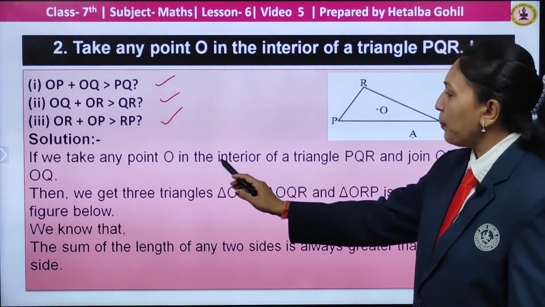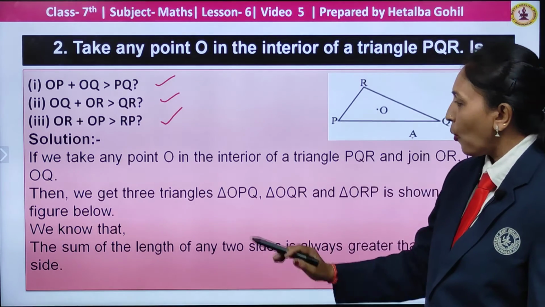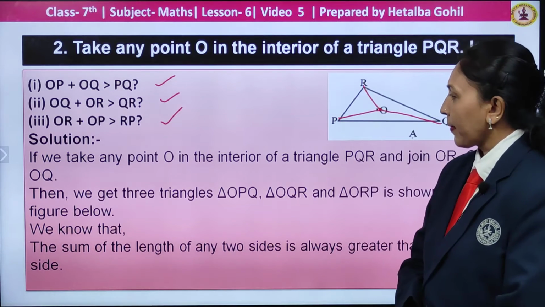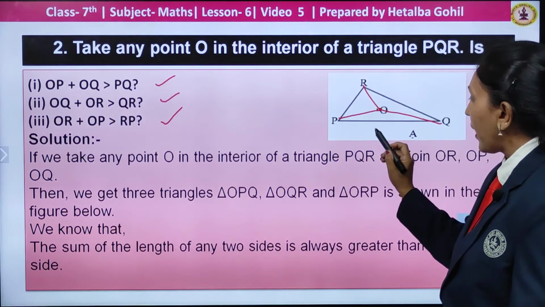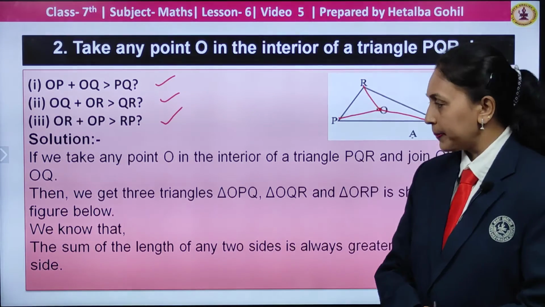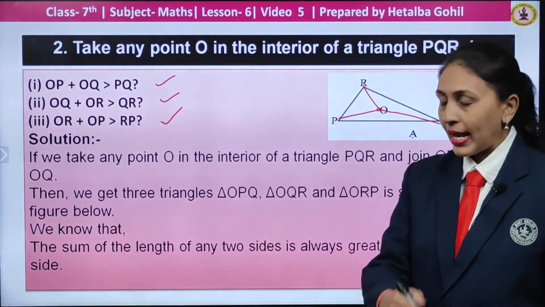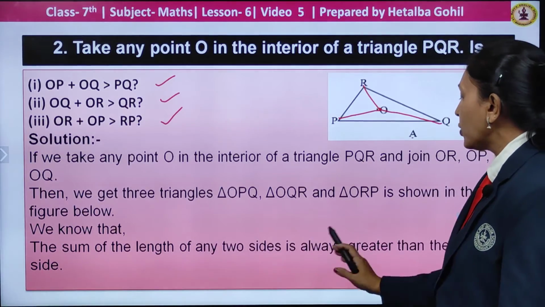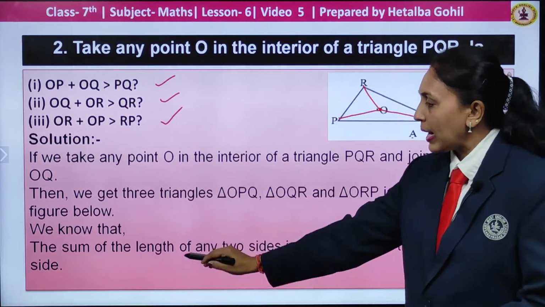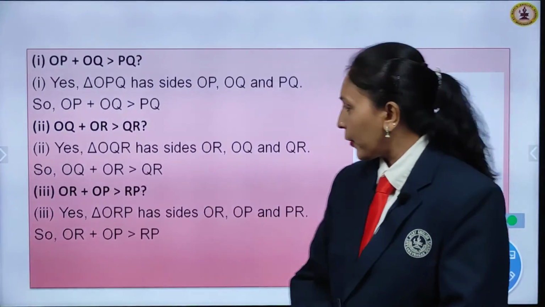Now if we take any point O in the interior of triangle PQR and join OR, OP and OQ, that means they are asking to join the center with the vertices. Hence we get 3 triangles OPQ, OQR and ORP as shown in the figure. Now according to the property that we have learned previously, the sum of the lengths of any 2 sides is always greater than the 3rd side. So we have to answer this question based on this property, children. Let us see whether it fits the condition or not.